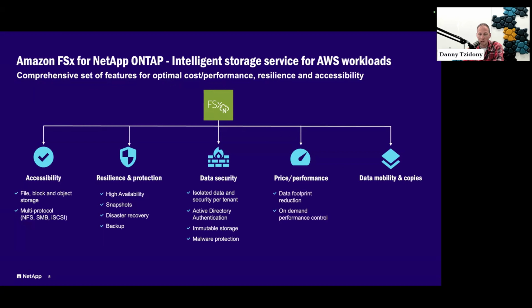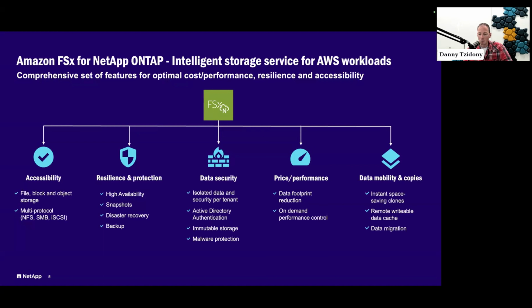We've got price performance, some data footprint reduction, where we're going to talk about the different cost-saving aspects of FSx for ONTAP, and on-demand performance control. Essentially, on the one hand, FSx for ONTAP can give us great performance, and we're going to talk about the raw data. And on the other hand, you can balance it with cost efficiency and other cost-saving features.